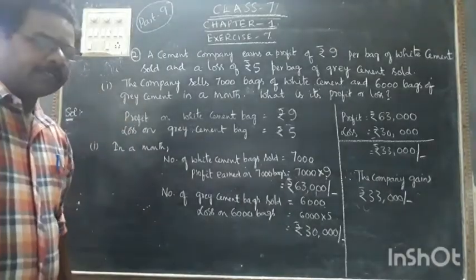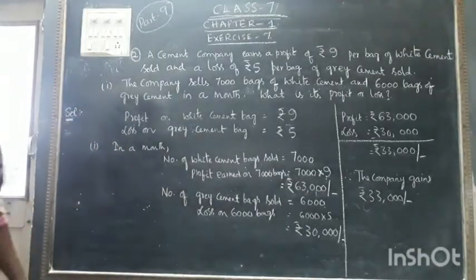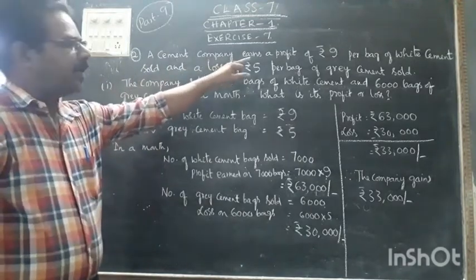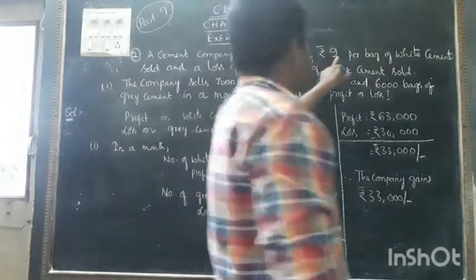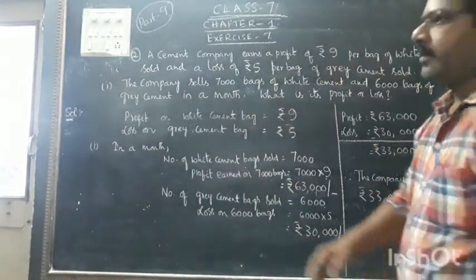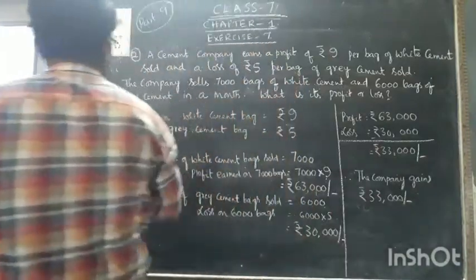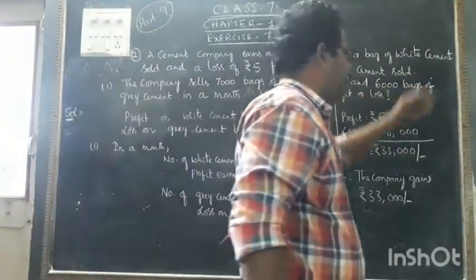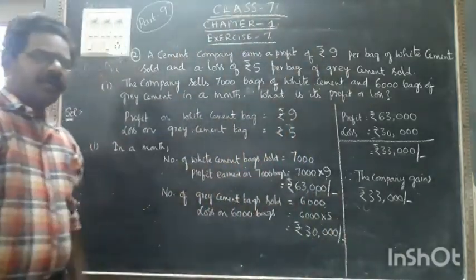Yes, coming to the next sum. That means second sum in the exercise 7. A cement company earns a profit of rupees 9 per bag of white cement sold and a loss of 5 rupees per bag of grey cement sold. This is the main data.